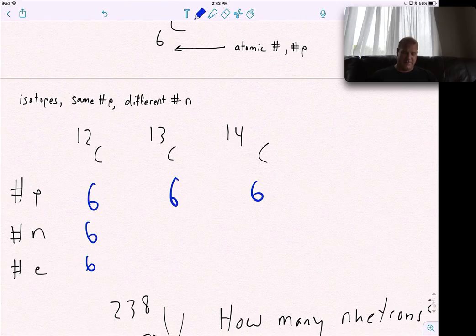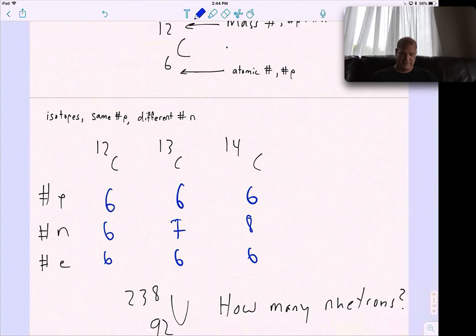So carbon 13, the next one over, has 13 protons plus neutrons, and 6 protons. That means there are 7 neutrons here, and still 6 electrons. Carbon 14: 14 minus 6 is 8 neutrons, and still 6 electrons. So you can see that the 3 common longer-living isotopes for carbon all have the same number of protons and all have 6 electrons, but the number of neutrons changes.